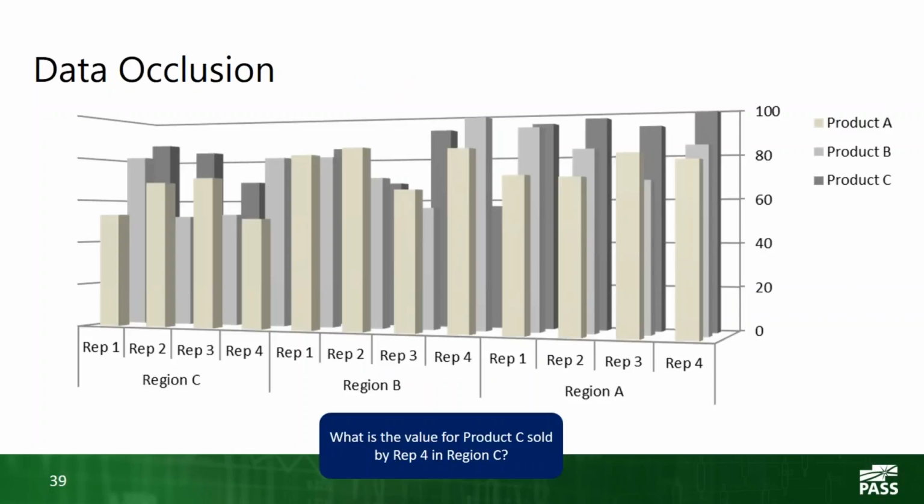So data occlusion, this is often a problem in 3D charts. If I said, what is the value for product C sold by the 4th representative in region C, it's not very easy to see with this chart, and yet we see 3D all the time. This is one of the big problems of 3D, data occlusion: it occludes from view important data points. If we're trying to do a comparison, we can't, because the colors also blend in with the 3D effect.